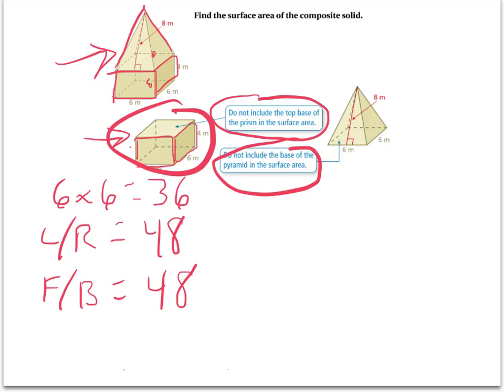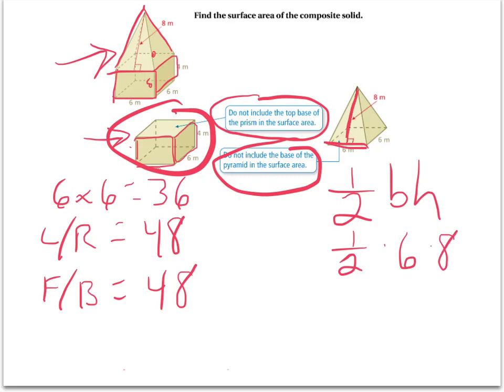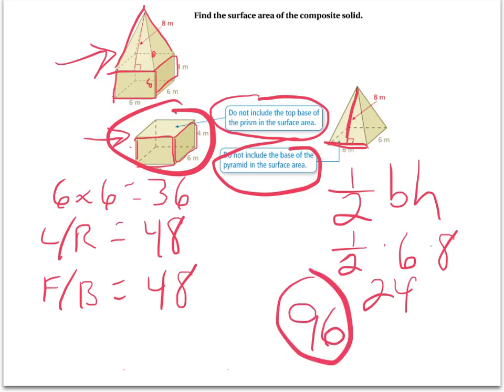The pyramid does not need the bottom, so all we have to do is find our four triangles. Remember, triangle area is 1/2 base times height. The base is 6, the height is 8, so 1/2 of that is 24. I did 1/2 times 6 times 8. 6 times 8 is 48, half of that is 24. I now need 4 of those because there's 4 triangles. I'm going to multiply 24 times 4 to get 96.